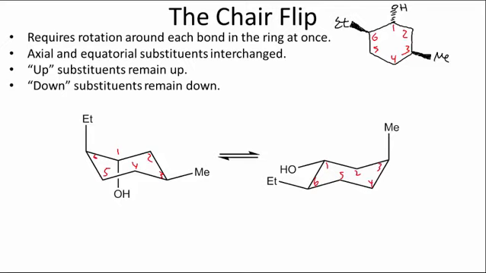So if I start with the conformation on the left, when I do the chair flip, the ethyl group was pointed straight up, remains angled up. The OH group was pointed straight down, it remains angled down. The methyl group was angled up, and now afterwards it's straight up.